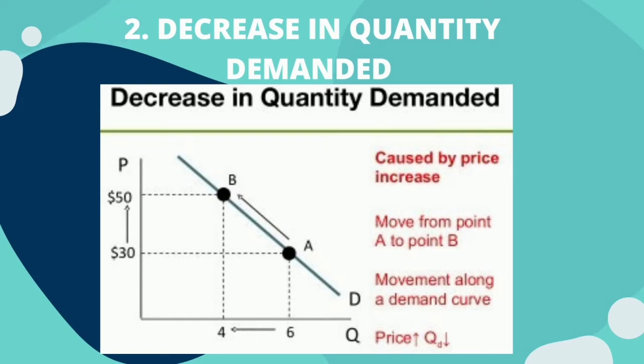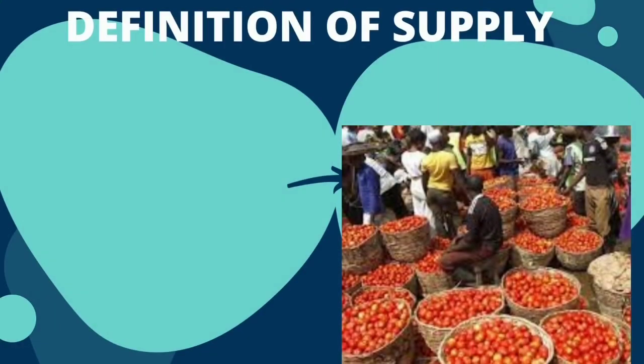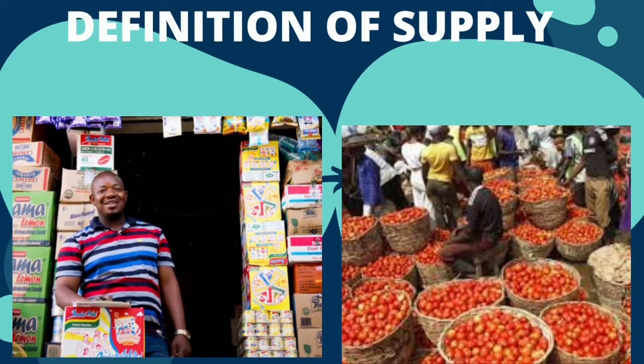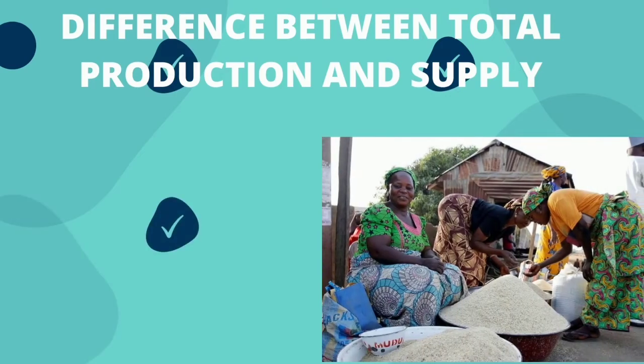The definition of supply. Supply may be defined as the quantity of a commodity which a producer is willing and able to offer for sale at a particular price and at a particular period of time. In other words, the supply of a commodity is that quantity which a producer is willing and able to sell at a given price over a period of time. So supply is very necessary.